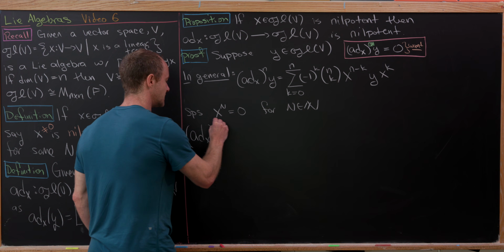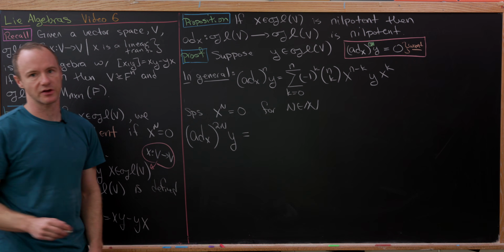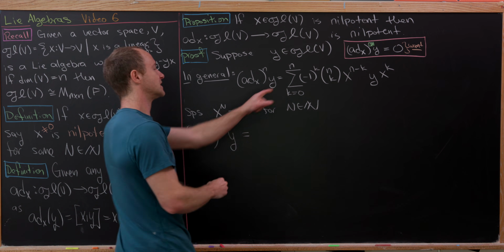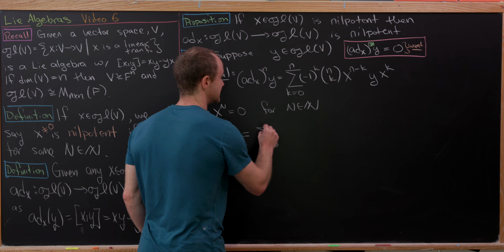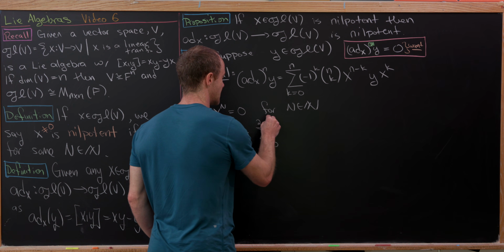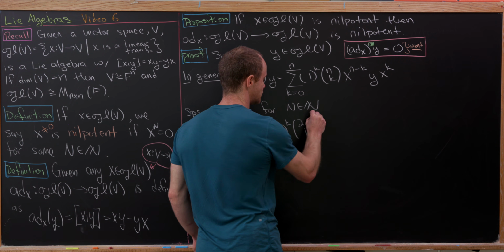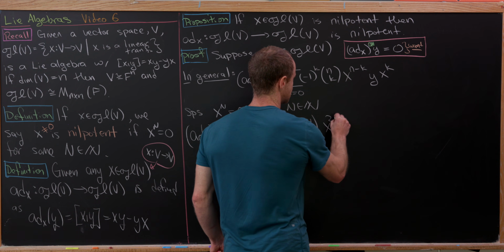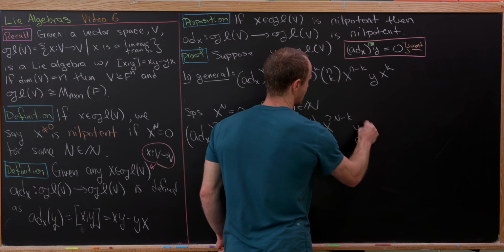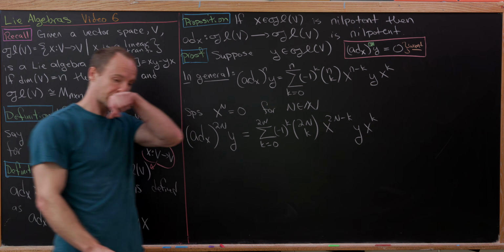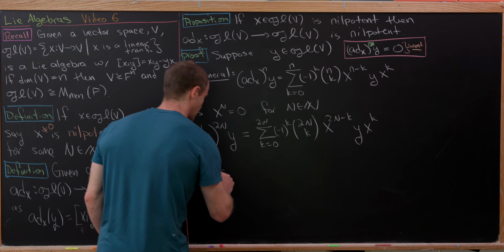So ad x to the 2 times capital N, evaluated at y, will give us, using this formula up here, the sum as k goes from 0 up to 2n, we have minus 1 to the k, we have 2n choose k, we have x to the 2n minus k, and then y, and then x to the k. Okay, great. But now I'm going to split this into two parts.